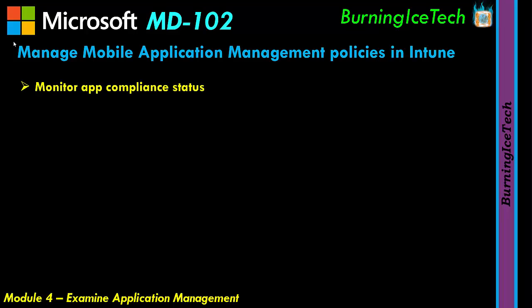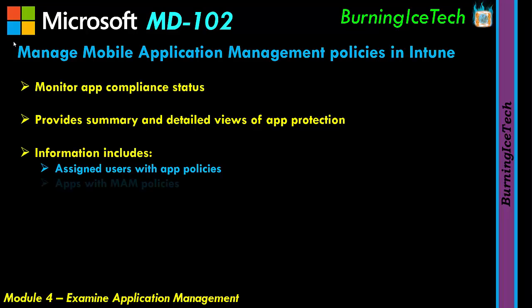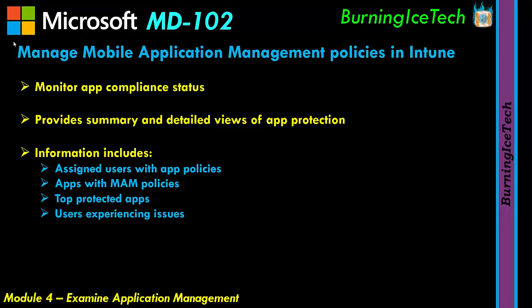Nothing is private anymore these days, guys. The platform provides summary and detailed views of app protection, and some of the information includes things like assigned users with app policies, apps with mobile application management policies, top protected apps, users experiencing issues, and also check-in status. You can run either user or app reports. You can really pull a report on just about anything, folks.